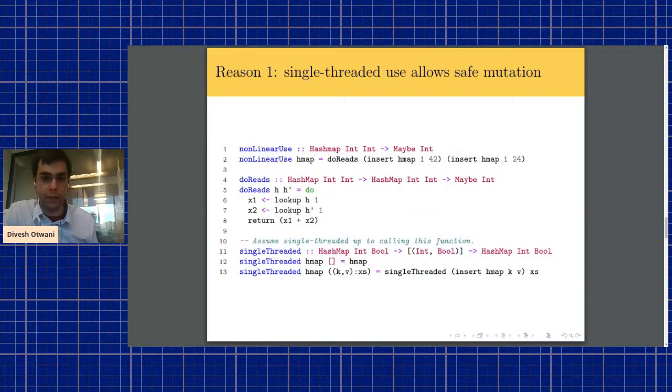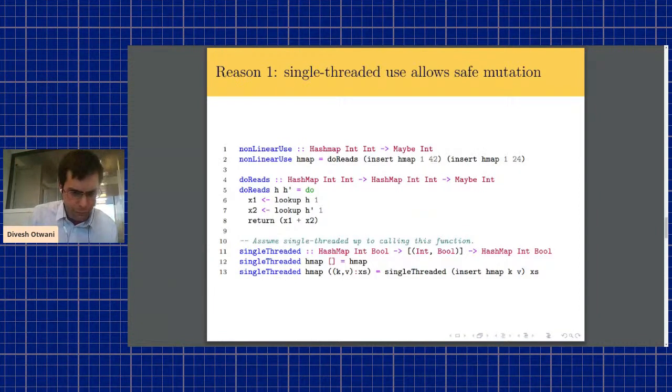For instance, if we call do reads with the copies of the hash map, inserted 142, we would have different results than the version now because we're using the same reference. This is a problem. And what's happening here is we don't have a single-threaded use. We have 2 references of the same hash map being split apart in line 2. We have hmap being used in 2 places, and that's the problem.